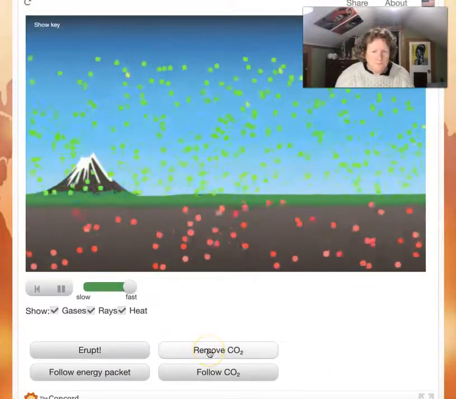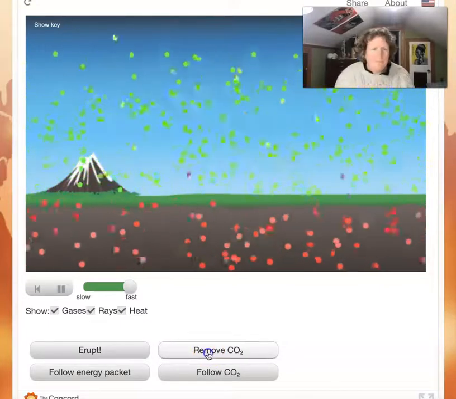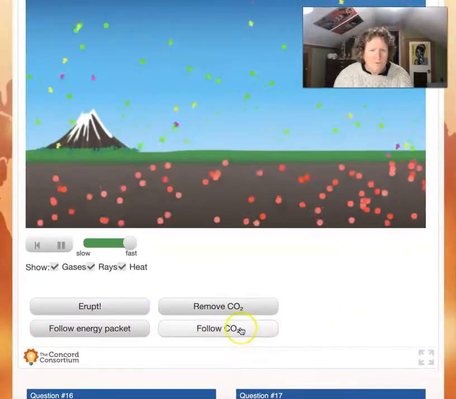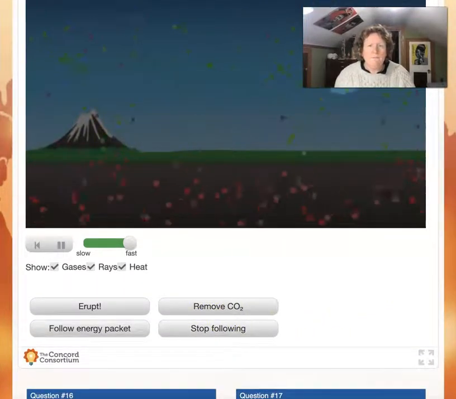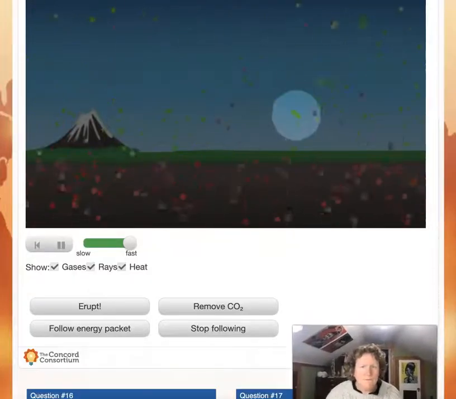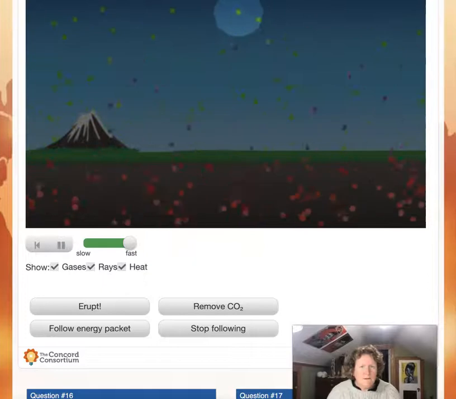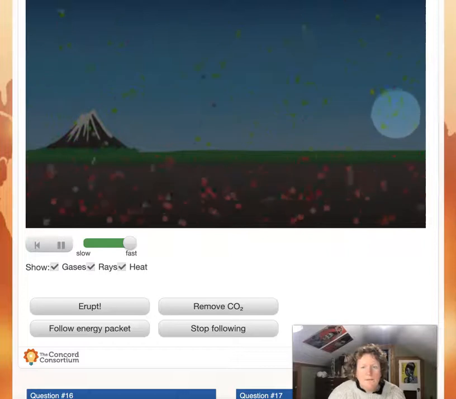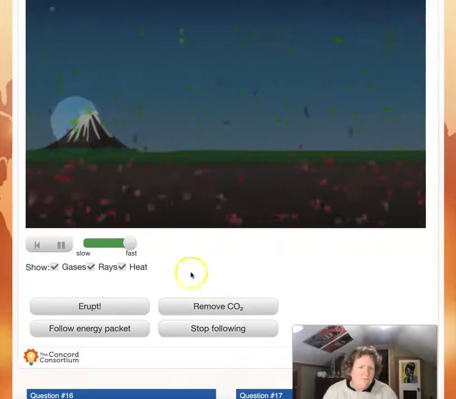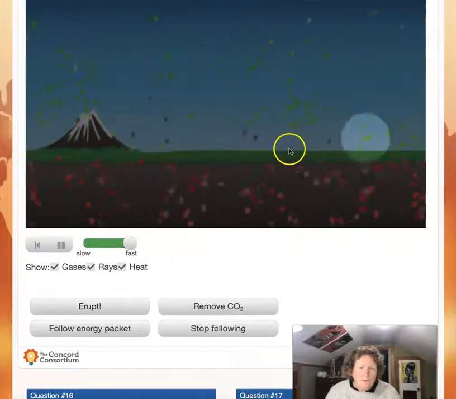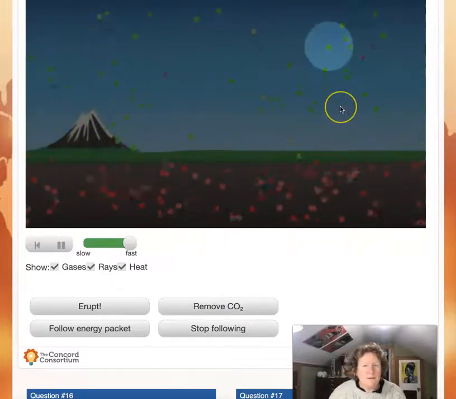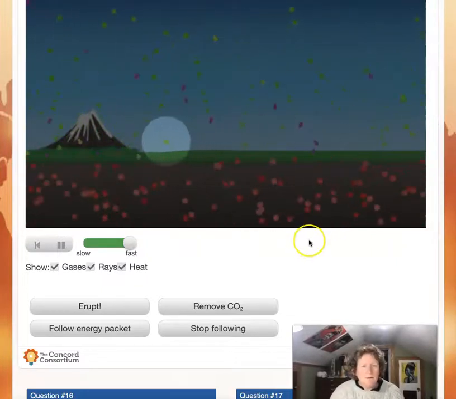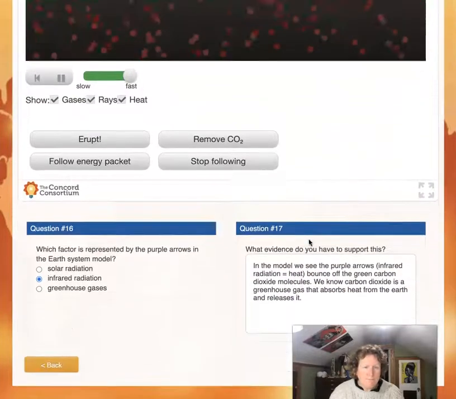Or we can remove CO2. We can follow a single CO2 molecule. Make that easier to do as they kind of bounce around. We can see, it's easier to see how they reflect infrared radiation. If you follow this one molecule, you can see how it's interacting with those purple arrows and kind of turning them around. That represents heat being re-radiated or sent back to Earth.